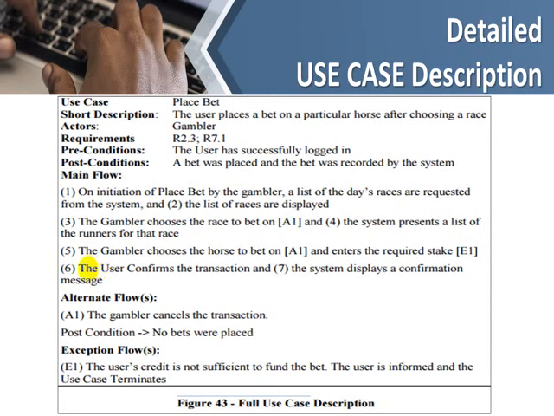But we also studied the alternate flows. So we have another heading, alternate flow. The gambler cancels the transaction, alternate. So we have the post condition now for this particular alternate flow, that no bets were placed. And then we studied the exception flows. So the user's credit is not sufficient to fund the bet. So again, this is some exception that we were not expecting, but it appeared. So it must be handled. So the user is informed and the use case terminates, right?